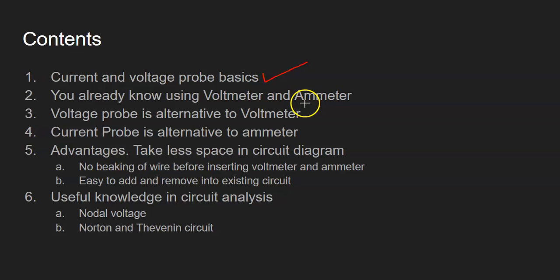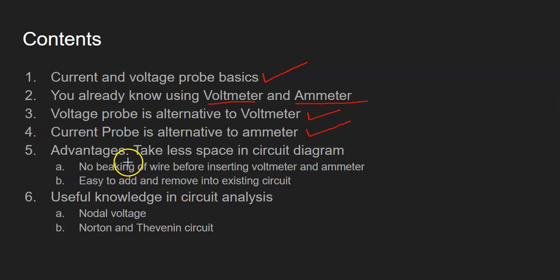You already know how to use the voltmeter and the ammeter. To put it in simple words, a voltage probe is an alternative to the voltmeter, and the current probe is an alternative to the ammeter. So this is just a simple definition. You can do more using voltage and current probes than you can with the voltmeter and ammeter.